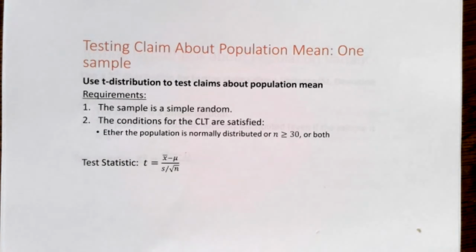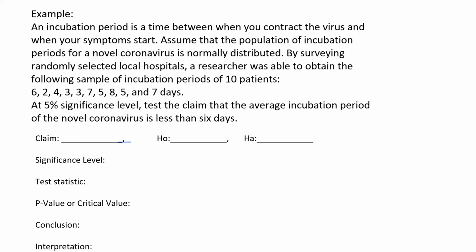Let's take a look at what it looks like. Here's the example that we're going to consider. An incubation period is the time between when you contract the virus and when your symptoms start. Assume that the population of incubation periods for a novel coronavirus is normally distributed. By surveying randomly selected local hospitals, a researcher was able to obtain the following sample of incubation periods of 10 patients. So we have a string of 10 numbers.